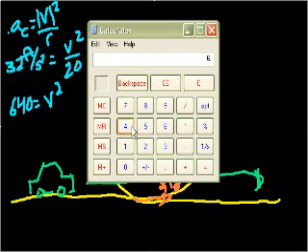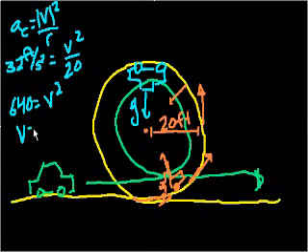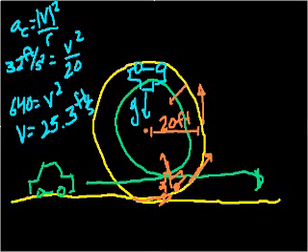And so the square root of 640 is 25.3. So the car has to be going 25.3 feet per second. So now I'll ask you a question. What happens if it's going at 20 feet per second?